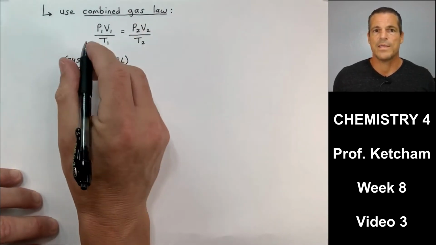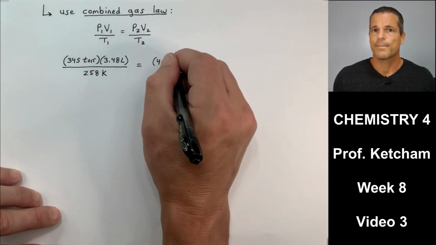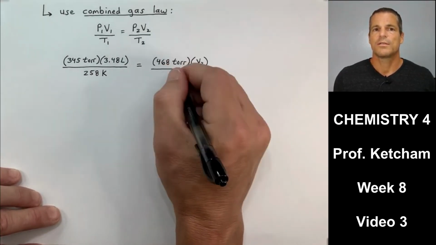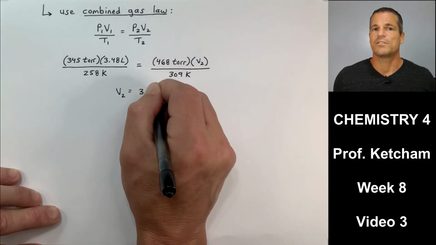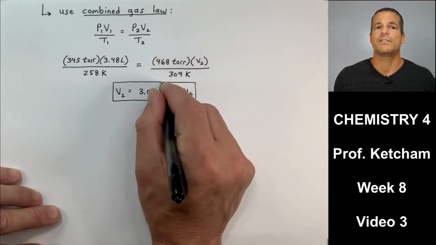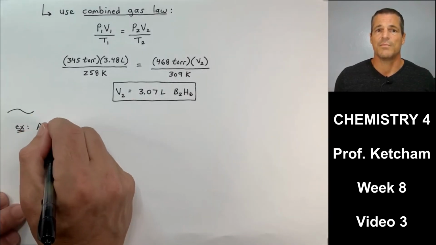I plug everybody in. You notice I can leave my pressures in torrs. That's because we don't have the universal gas constant R here. You only have to use specific pressure units of ATM when you're using the ideal gas law. So I cross multiply and divide, clean this up, or if you want, you can cross multiply and set them equal to each other.